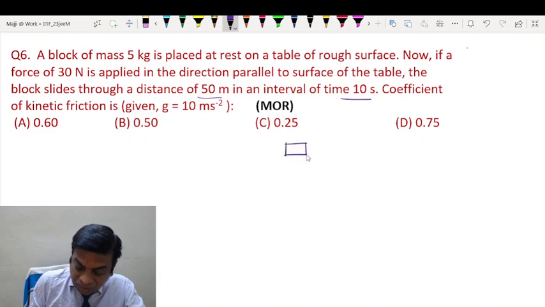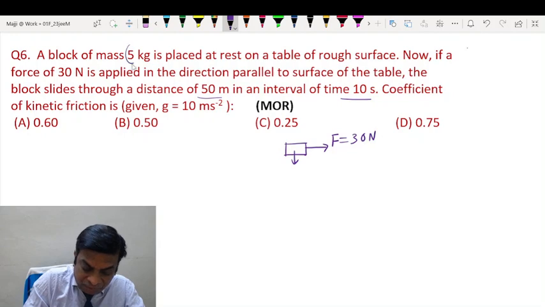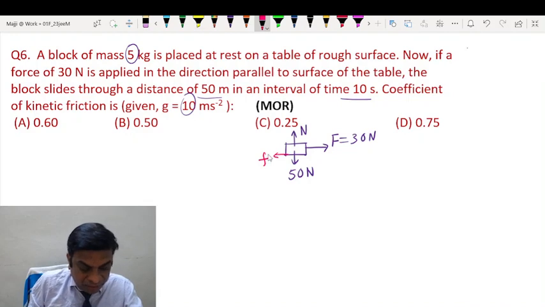So draw the free body diagram, students. It's a very simple question. Let us say F is the applied force, which is 30 Newton here. Weight will be 5 into g, that is 50 Newton, mg. Normal reaction will be vertically up, I'll take N, and friction will be opposing the motion. Hence friction you can take as f in this direction. Remember, the block is already moving, so we have to take kinetic friction, and kinetic friction is always mu into N.